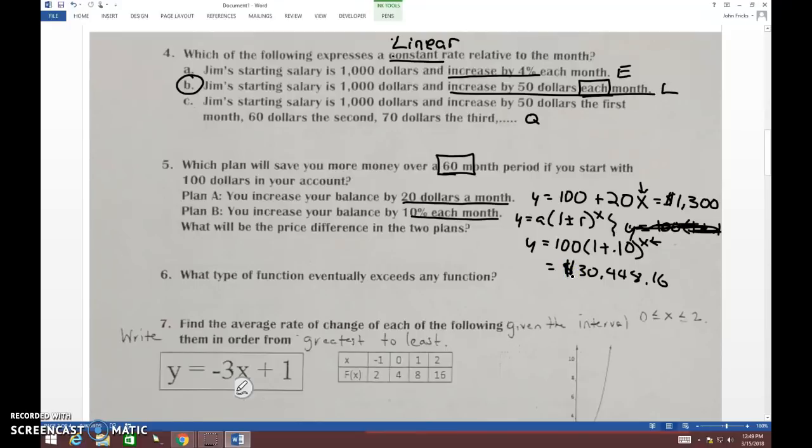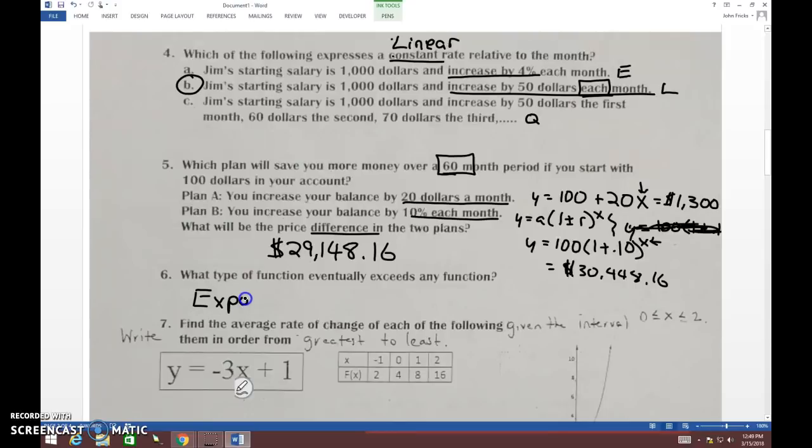So when I take these two problems and I subtract them, that's how I find the difference. I take 30,448.16 and subtract 1,300, and I should come up with the final answer of the price difference being $29,148.16. So a pretty easy equation there, but we have to know how to set up our equations. Number 6, what type of function eventually exceeds any other function? That's simple.